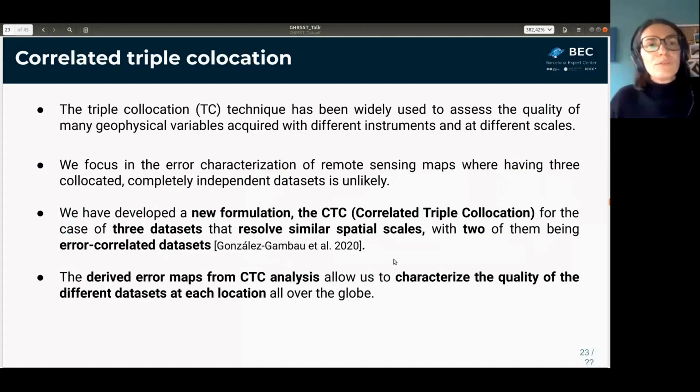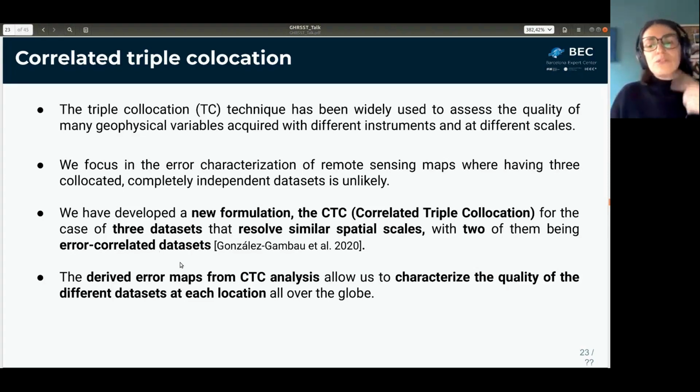And last but not least, I want to briefly introduce the correlated triple collocation. I'm pretty sure that among the community you already know the triple collocation. It's been widely used to assess the quality of many geophysical variables acquired with different instruments and at different temporal and spatial scales. But our focus is the error characterization of remote sensing maps, where having three different collocated data sets that are completely independent is quite unlikely. So we have developed a new formulation that we call the correlated triple collocation, for the case that we have three data sets that resolve similar spatial scales, with two of them having correlated errors.